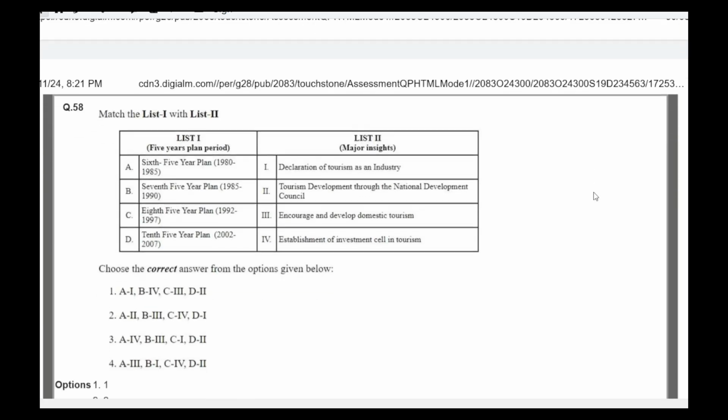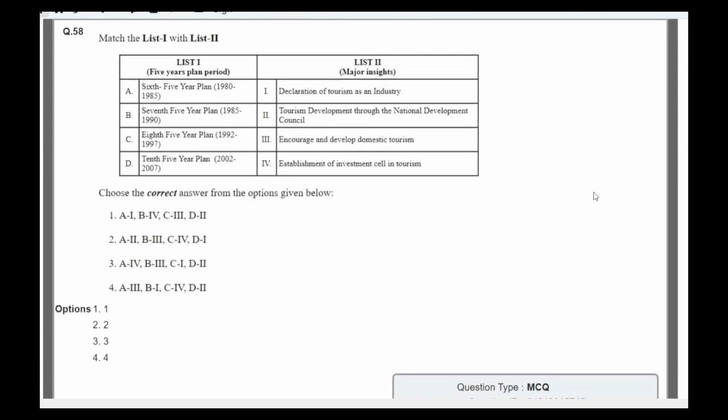Question number 8, which was from your 5 year plans. Unit number 6, which is planning, tourism planning based on your 5 year plans. You should know how much they have contributed for tourism, and your plans and policies, and important schemes. So please do remember these few topics from that unit, and that will be enough for you.